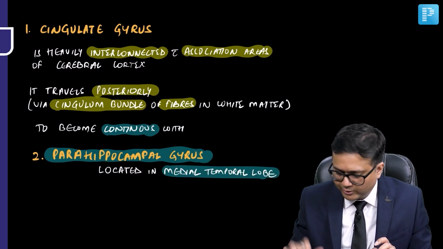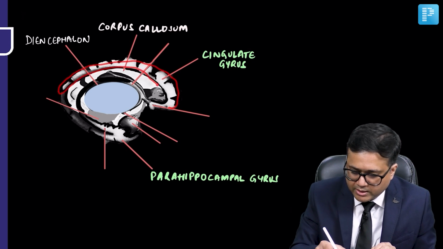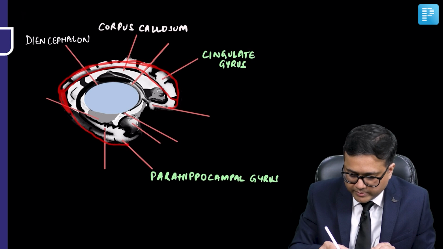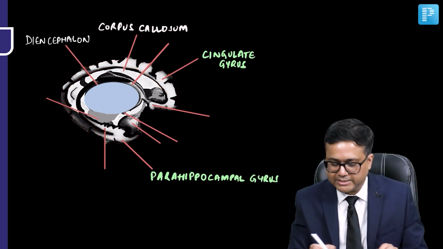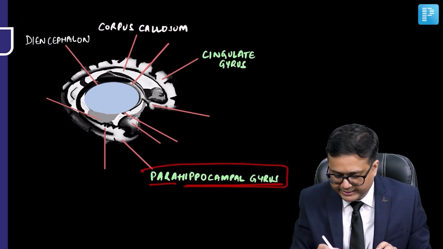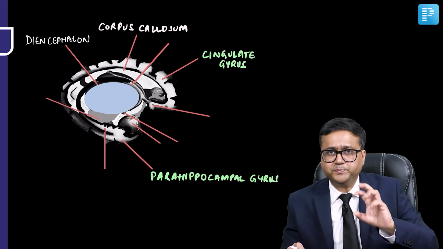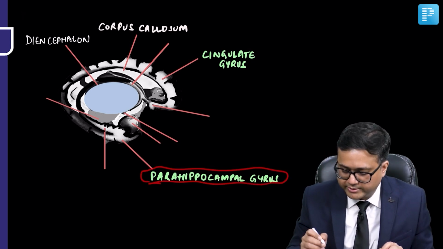So again, let's come back to this diagram which we have been discussing. This is the cingulate gyrus, and if you see, it is subsequently connected via the cingulum to this area, and this area is the parahippocampal gyrus. This area, in fact, is the limbic lobe. This area is the temporal lobe, and the parahippocampal gyrus is present there.